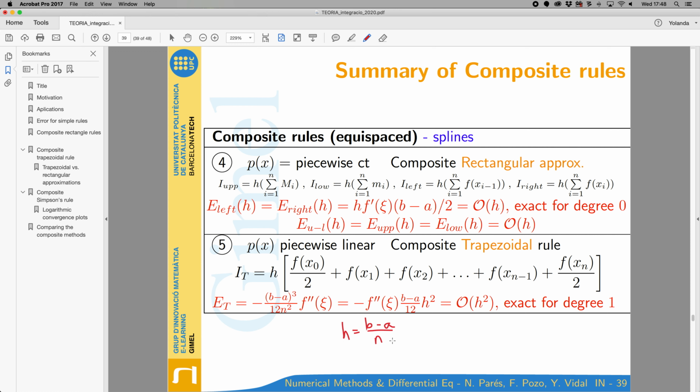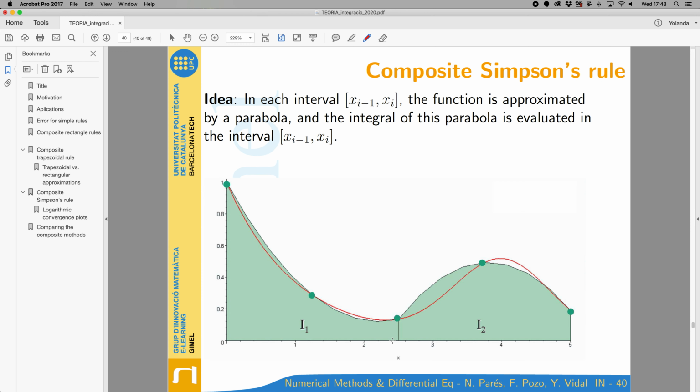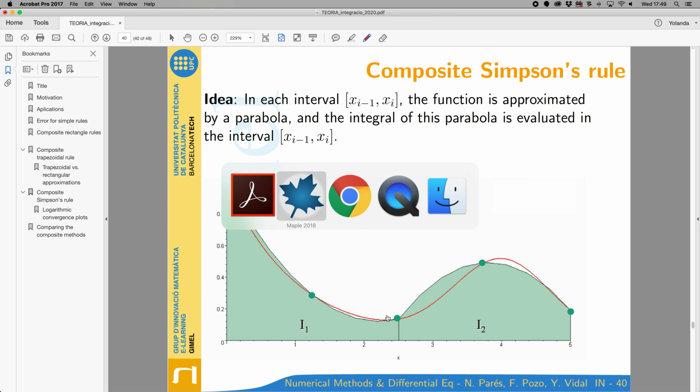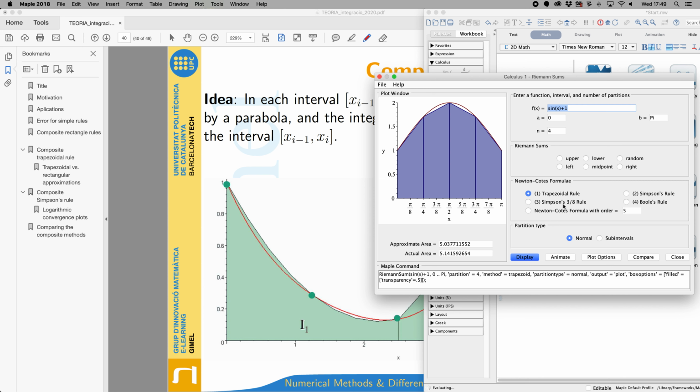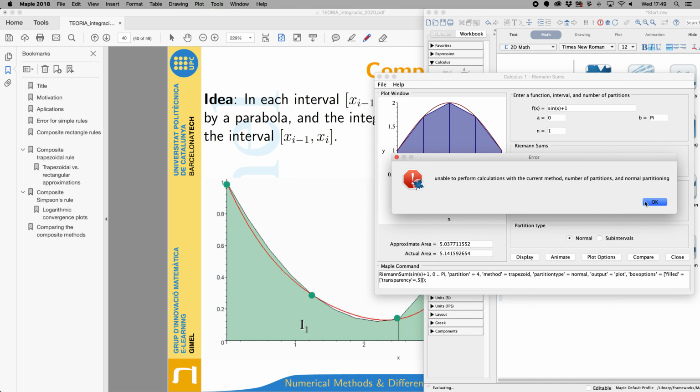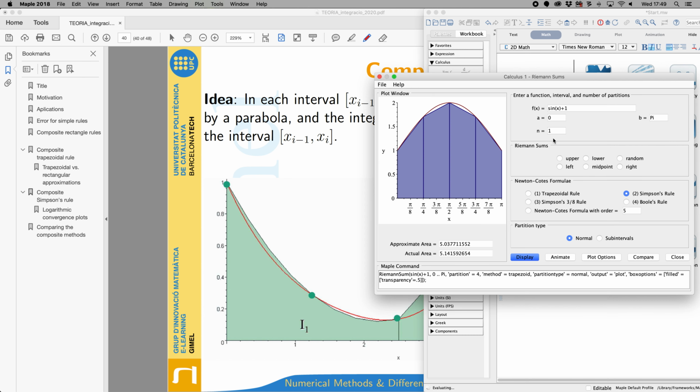Now finally, Simpson's rule. Same idea, but now in each subinterval, we will use a parabola to approximate the value. We can see how that behaves with Maple. In this case, we need to select Simpson's rule. Let's put only one interval and see what happens. You see, it's not able to do it with one interval, because in this case, we need to change this option, partition type, to subintervals and check again.